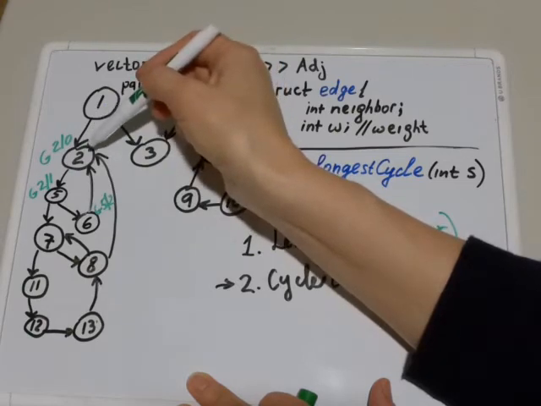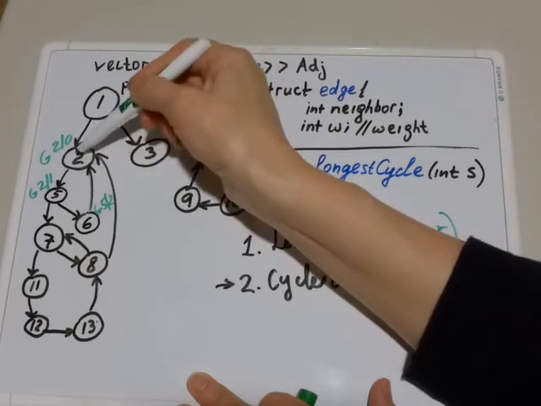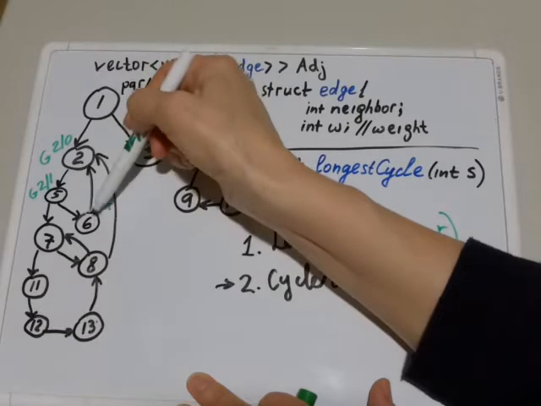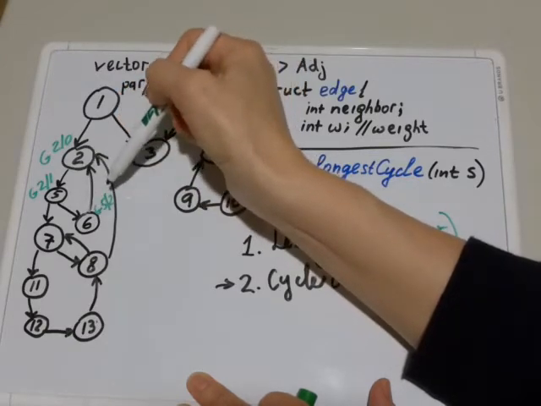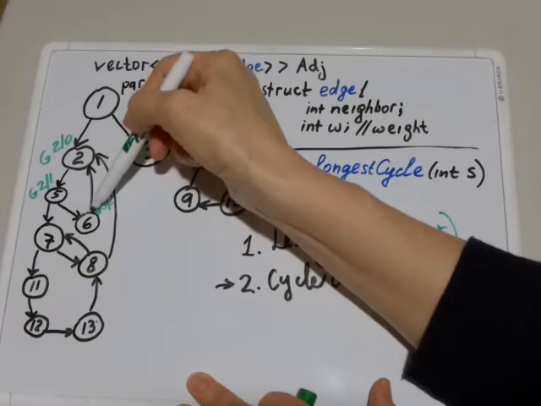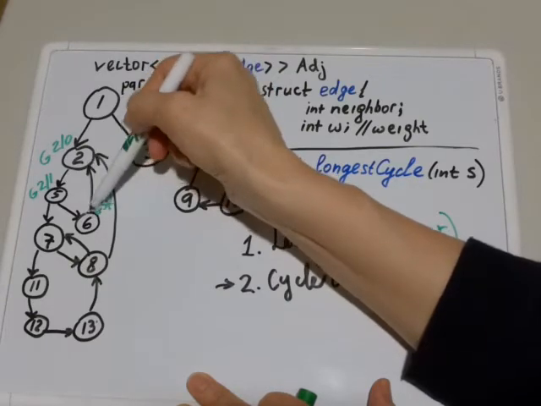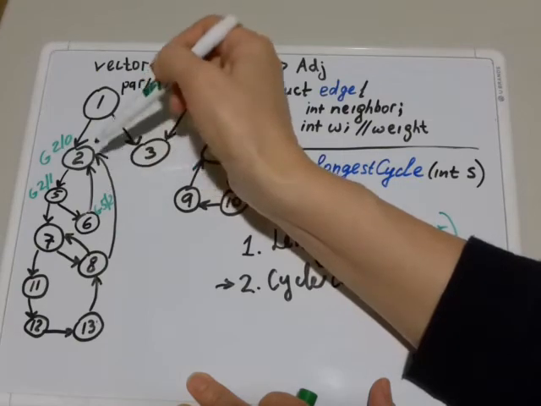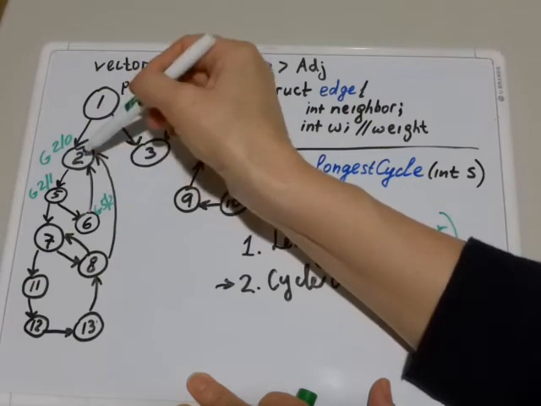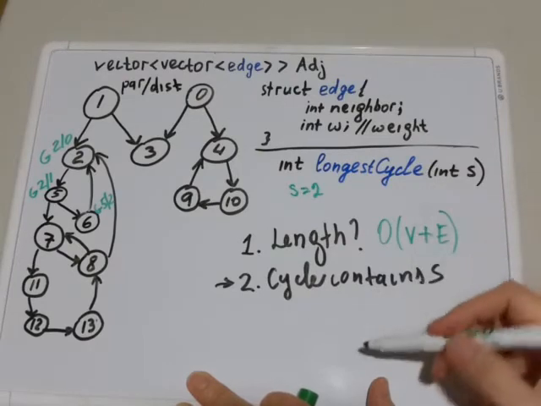Second of all, to calculate its distance, we know that the distance from the source to this vertex 6 is 2 edges. So what would be the length of the cycle? Well, the cycle has one more edge from 6 to 2. So if you add 1 to this distance, you will know the length of the cycle in constant time.